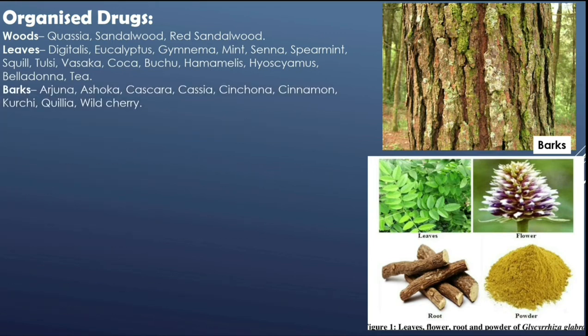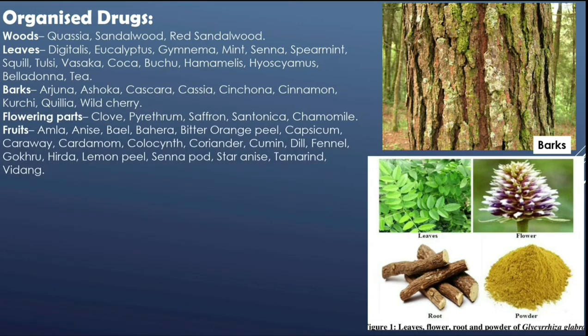Now we will see the barks. The plants whose barks are used as drugs are Arjuna, Ashoka, Cascara, Cassia, Cinchona, cinnamon, Kurchi, Quillaia, wild cherry, etc. These are the plants whose barks are used as drugs. Now we will see the flowering parts. The plants whose flowering parts are used as drugs are clove, pyrethrum, saffron, santonica, chamomile.